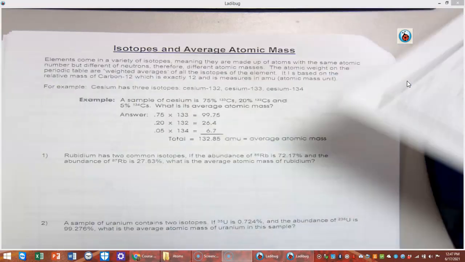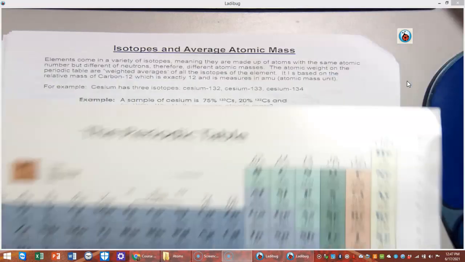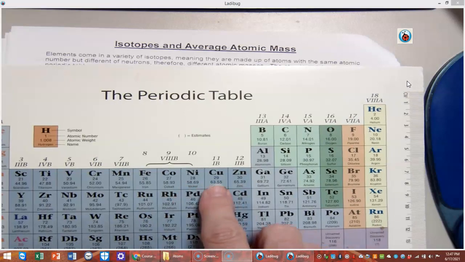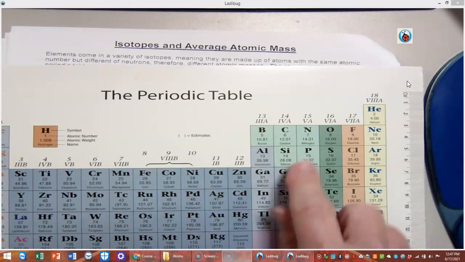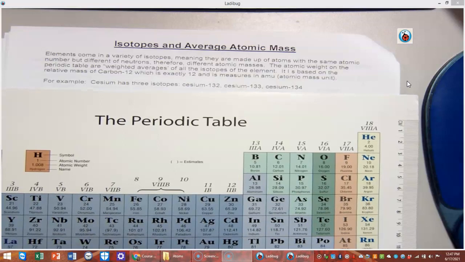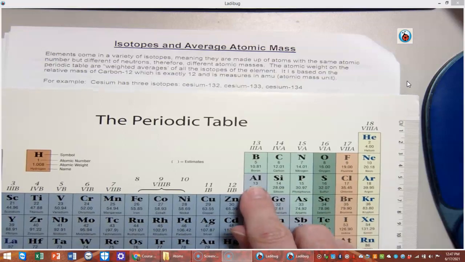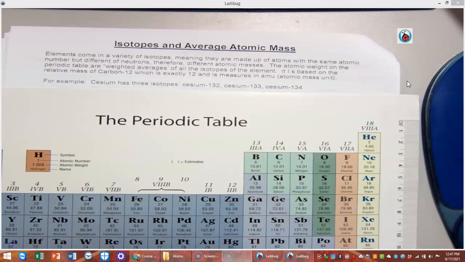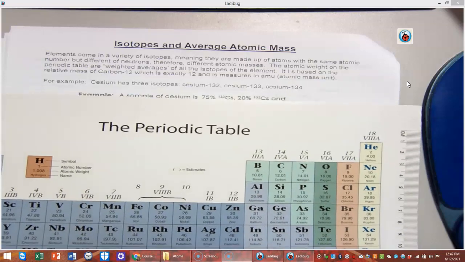But when you get a regular periodic table, let's look at that. Notice how they're not rounded off for you. That's because really what these are is the average atomic weights. Okay, they're weighted averages of all the isotopes of that element.